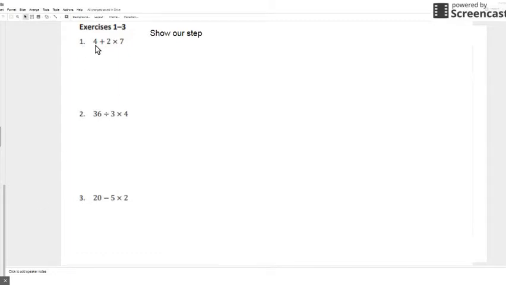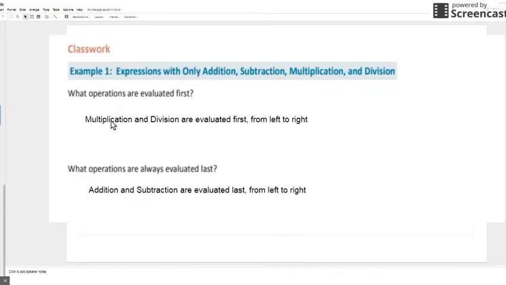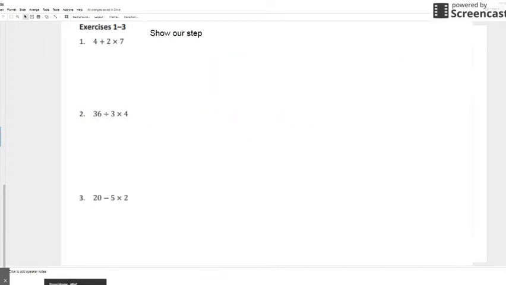All right, so if we look at number one, it says 4 plus 2 times 7. Remember, which one comes first, addition or multiplication? We come back here: multiplication and division are evaluated first. So we have to take care of this part. Here's how we start showing steps. 2 times 7, and this is 14. So that has to be evaluated first.